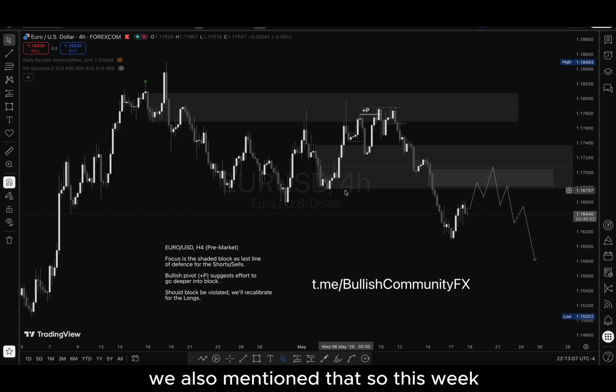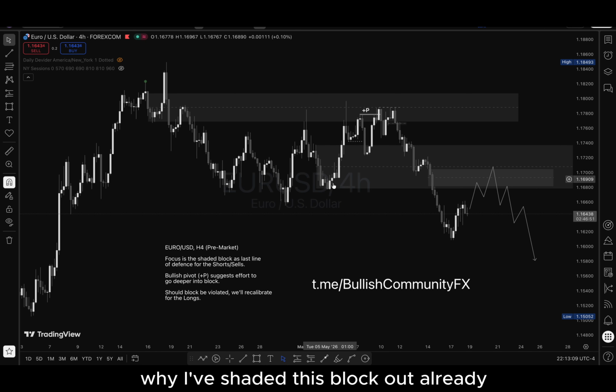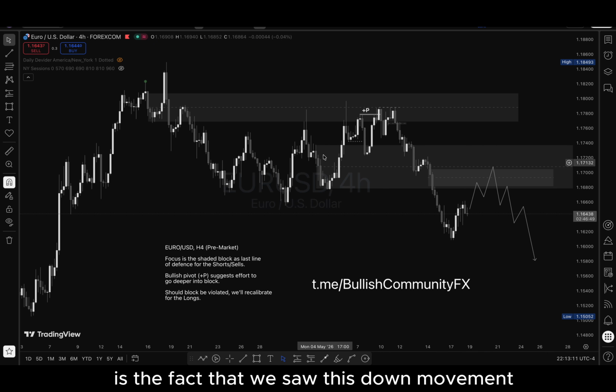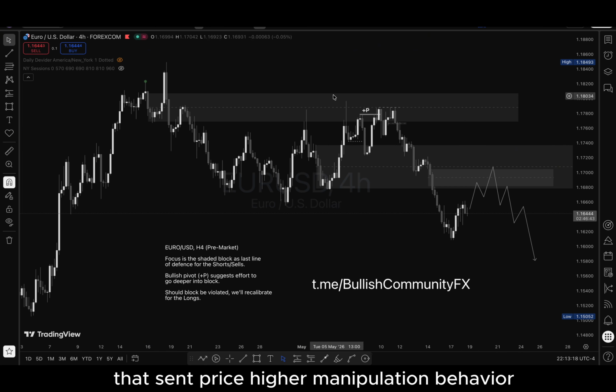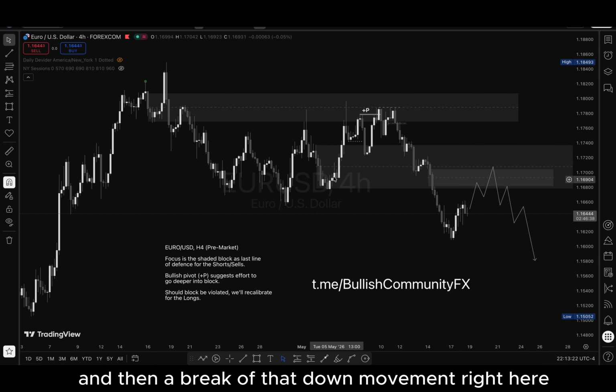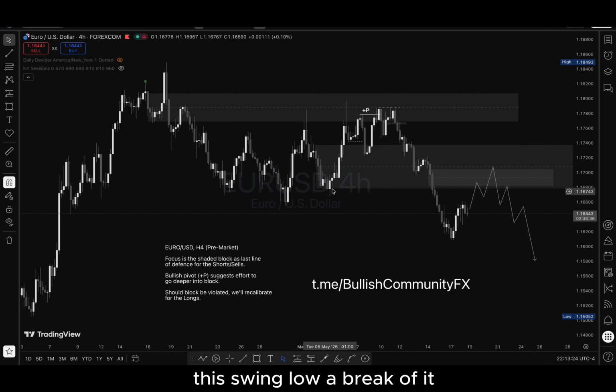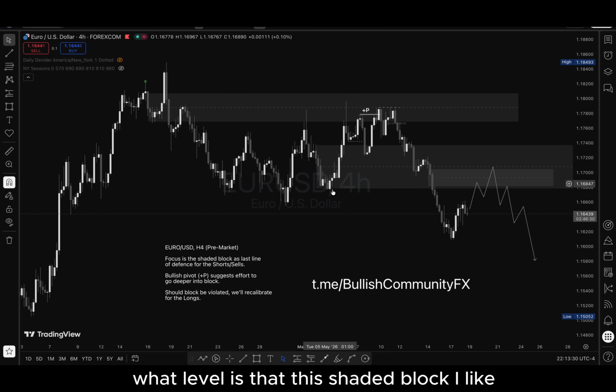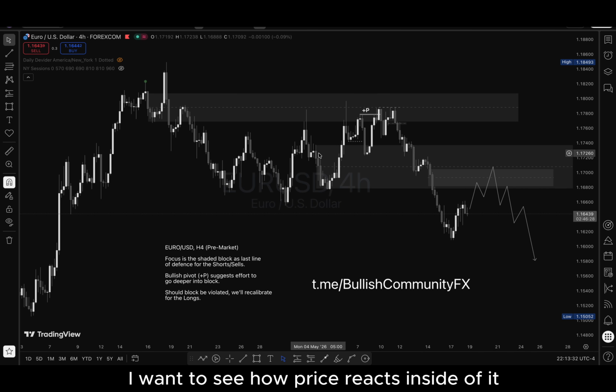So this week, what is interesting, why I've shaded this block out already, is the fact that we saw this down movement that sends price higher, manipulation behavior, and then a break of that down movement right here, the swing low, a break of it. So a pullback into this level. What level is that? This shaded block I like. I want to see how price reacts inside of it.